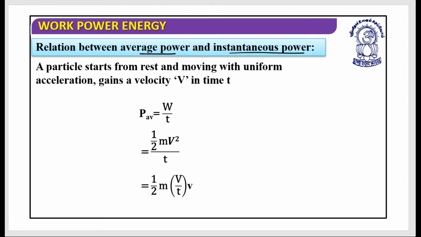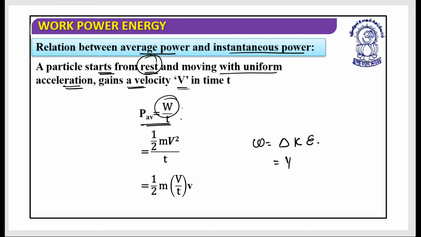This is very much required. A particle starts from rest and is moving with uniform acceleration. Let's assume it gains velocity v in time t. In this situation, we can write P average is equal to work done divided by time t. And this work done, according to the work energy theorem, is the change in kinetic energy. Since it has started from rest, it is half m v square minus half m u square, where u is 0, so that is half into m into v square. So this is half m v square divided by time t.